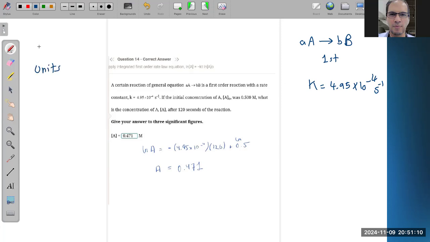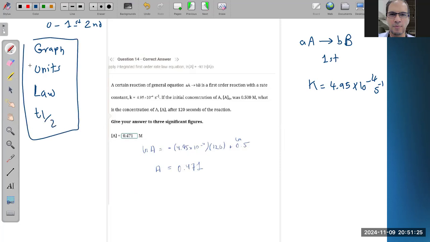I forgot to mention the units. So for zero order, first order, second order, you have to know the graph, the units, the integrated law, and the T half. These four things I must know for all of them. Don't forget the units of everyone. So K equal to 4.95 multiplied by 10 to the power of -4. Its unit is s^-1, always for K.